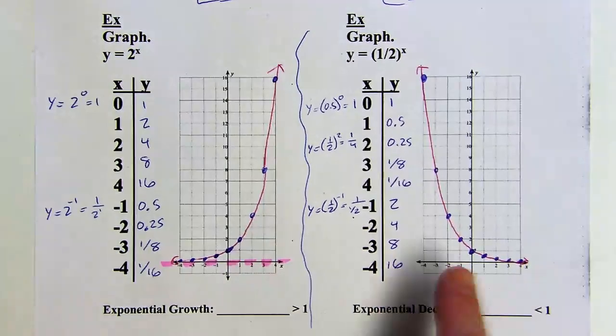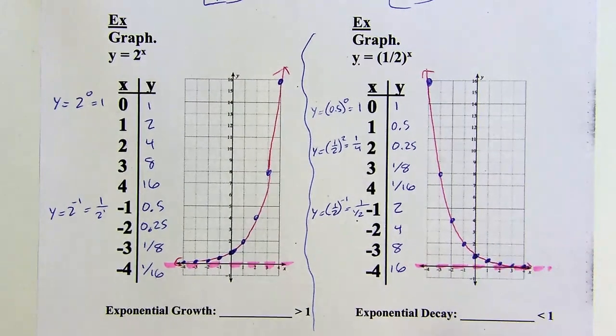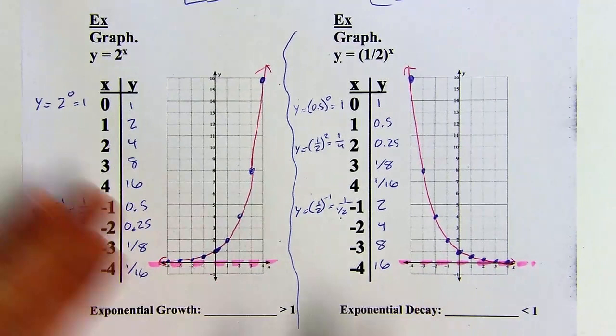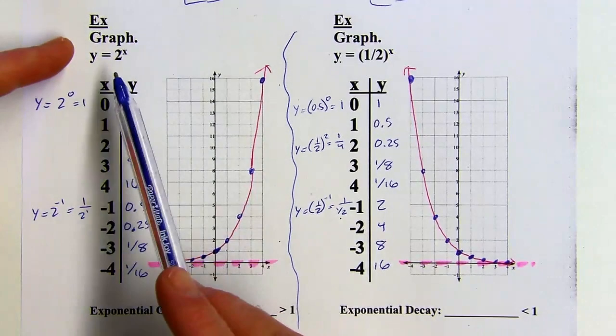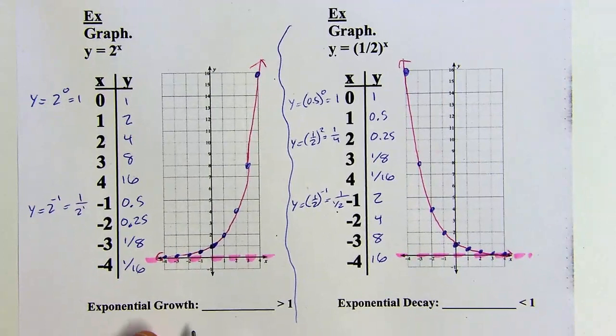Okay, and those points as we go to the right are going to be approaching the x-axis. That's going to be your asymptote, which we'll get to on the next page. So these are our most basic curves, exponential curves. This one's exponential growth. This one's exponential decay.